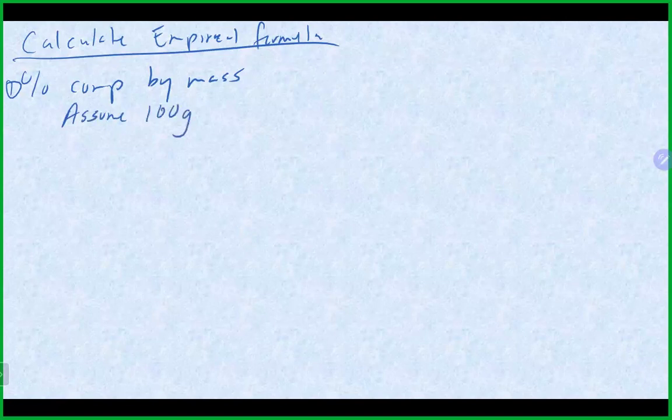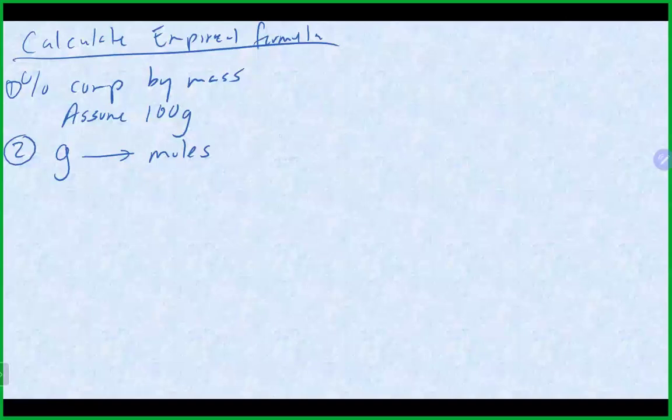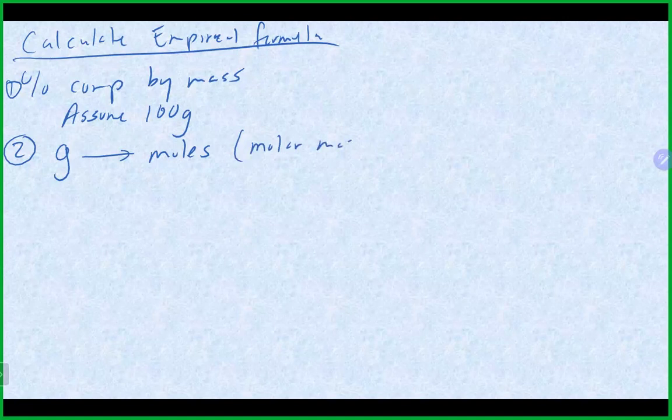And the reason why we assume 100 grams is that it turns the percent number into the same number for grams. So if you had 50% carbon out of 100 grams, you have 50 grams of carbon, right? And so that's a way we want to do that. Once we get it into grams, the next thing we want to do is take the grams to moles of each of the elements that are present. And that's going to be the molar mass from the periodic table that we use, which are grams per mole, right? Periodic table.